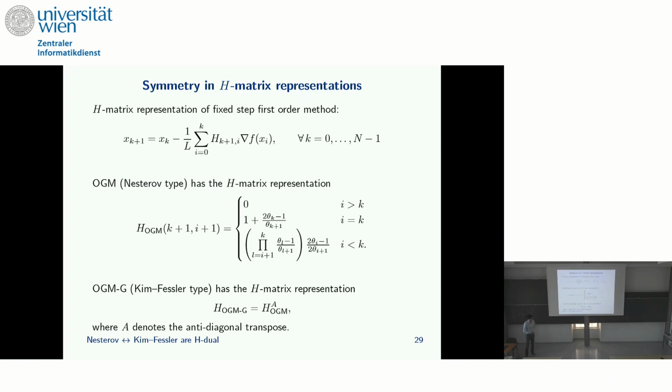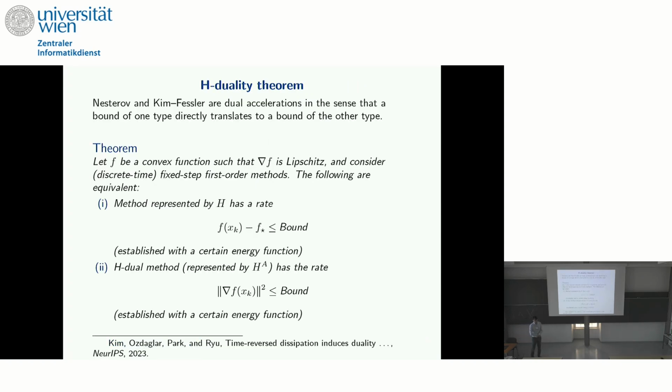And interestingly, OGM-G, the Kim-Fessler type acceleration, has this relationship. When you have a matrix, there's the diagonal direction, but there's another diagonal direction, which is referred to as the anti-diagonal. If you flip along the anti-diagonal direction, that operation is referred to as the anti-diagonal transpose. The H matrix representations of this Nesterov type algorithm and the Kim-Fessler type algorithm have this anti-diagonal transpose relationship. You take one of these matrices, flip it along the anti-diagonal, and you get the other one. So that's an observation of symmetry.